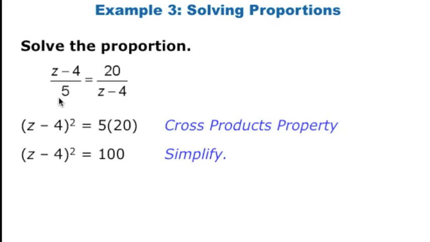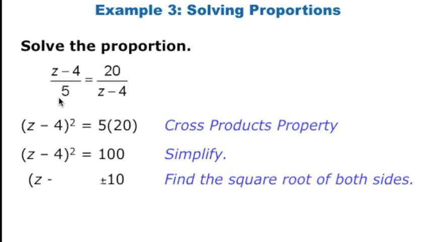So when I take the square root of both sides, you have to remember that when you take the square root of a number and you're solving for a variable, you get two numbers as your answer. So the square root of 100 is not just 10, but it's positive 10 and negative 10. I get plus or minus 10. And taking the square root of the square on the left side just cancels those out. So I have z minus 4 equals plus or minus 10.